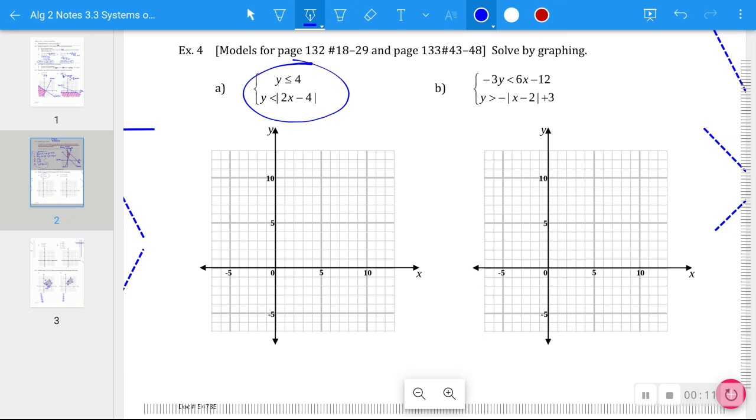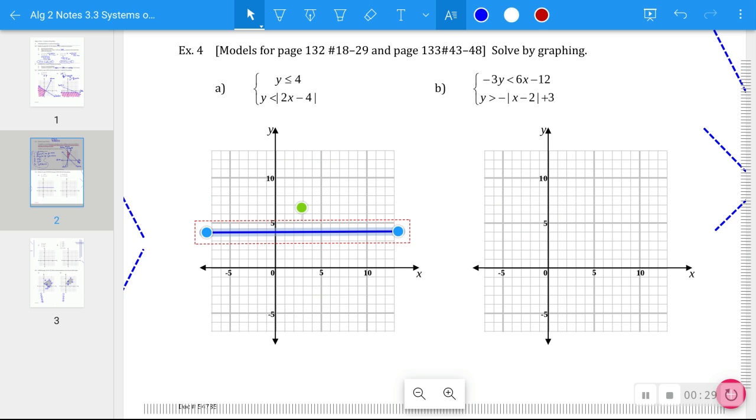This first one, in example 4a, starts out with a horizontal line. If you'll remember from previous sections, when you have just a y, you're dealing with a horizontal line. So I'm going to pull my horizontal line in here, and it's at a height of 4. Now I've chosen a solid border, and eventually we want to be shaded below that border. So I just make a notation. I want to be below that border, and that comes from the less than or equal to.